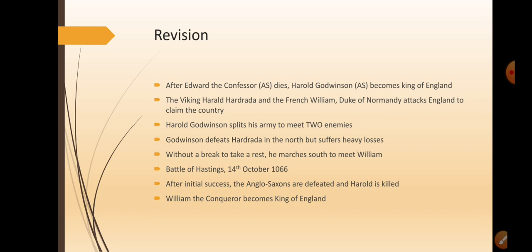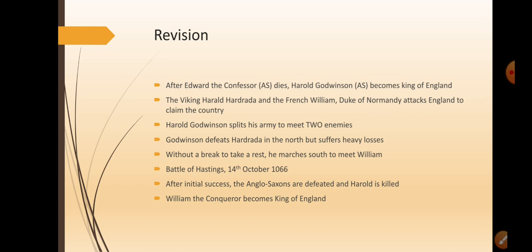Immediately after that, the Viking Harald Hardrada and the French William, Duke of Normandy, attack England to claim the country. So there are two more nationalities fighting for the English throne. Altogether, there are three: one Anglo-Saxon, one Viking, and one French. Now, Harold Godwinson splits his army because he has two enemies coming from two different directions, one in the north and one in the south.